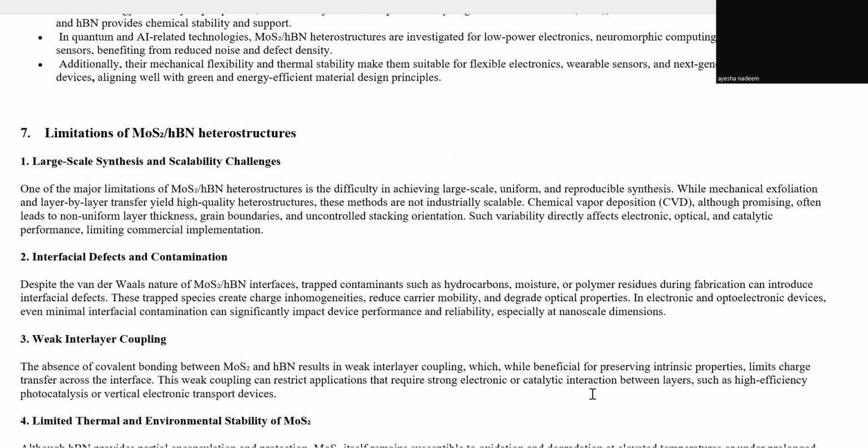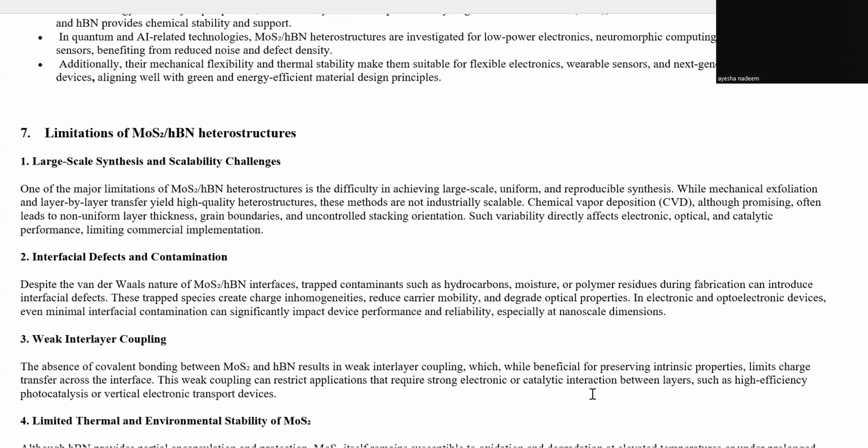One of the major limitations of molybdenum disulfide and hexagonal boron nitride heterostructures is the difficulty in achieving large-scale uniform and reproducible synthesis. While mechanical exfoliation and layer-by-layer transfer yield high-quality heterostructures, these methods are not industrially scalable. Chemical vapor deposition, although promising, often leads to non-uniform layer thickness, grain boundaries, and uncontrolled stacking orientation. Such variability directly affects electronic, optical, and catalytic performance, limiting commercial implementation.